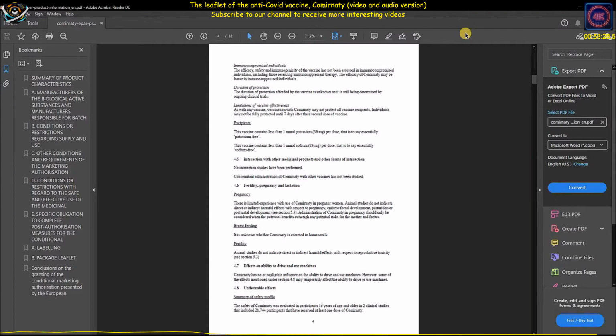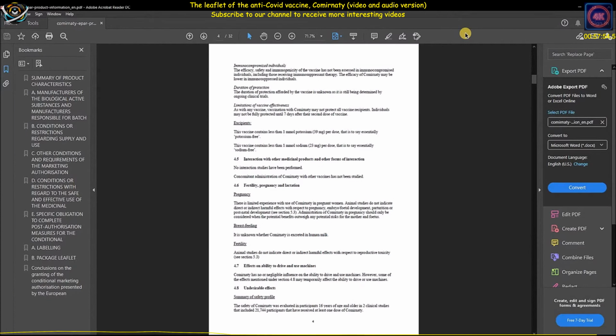Breastfeeding. It is unknown whether Comirnaty is excreted in human milk. Fertility. Animal studies do not indicate direct or indirect harmful effects with respect to reproductive toxicity, see section 5.3. 4.7 Effects on ability to drive and use machines. Comirnaty has no or negligible influence on the ability to drive and use machines. However, some of the effects mentioned under section 4.8 may temporarily affect the ability to drive or use machines.